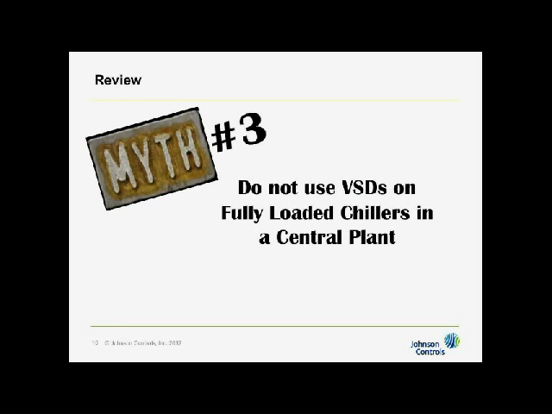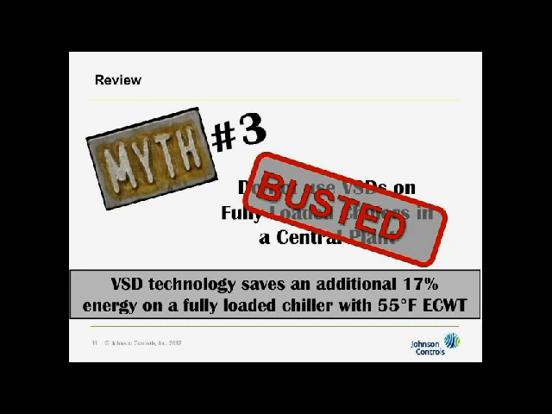Myth number 3, do not use VSDs on fully loaded chillers in a central plant. That one was busted because there's a misnomer, a misunderstanding of what is controlling speed. It is more often head that's controlling speed than load. Where we typically might save 30%, if you can vary both load and head, you can see here at the bottom that I'm saving 17% just on changing head alone, because last time we were strictly looking at 100% loaded chillers all the time. So you can still save because head is a major factor in saving with variable speed drives on chillers.